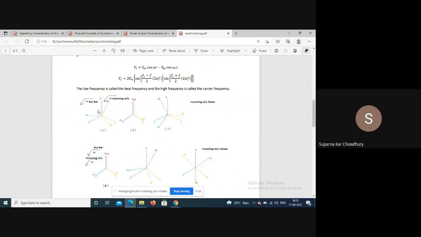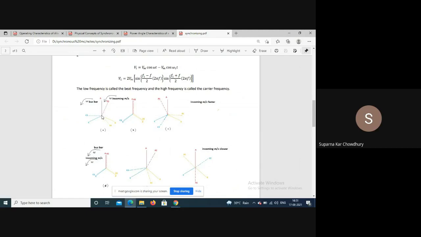Now, basically, these voltage phasors are rotating phasors. So we have to ascertain the particular instant when they are superimposed. Only then should the synchronizing switch be closed. If we miss that instant, even if the voltage and frequency are the same, there will be a large surge of power.